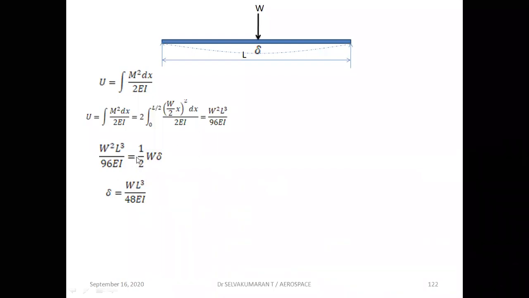W will get cancelled and the 2 will get cancelled, giving 48. So delta is equal to WL cube by 48 EI is the formula. That is the central deflection for a simply supported beam subjected to a point load W at the middle.